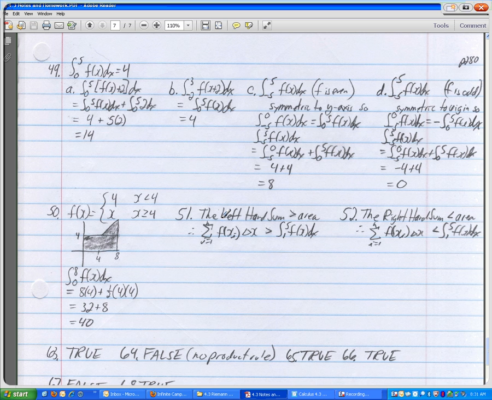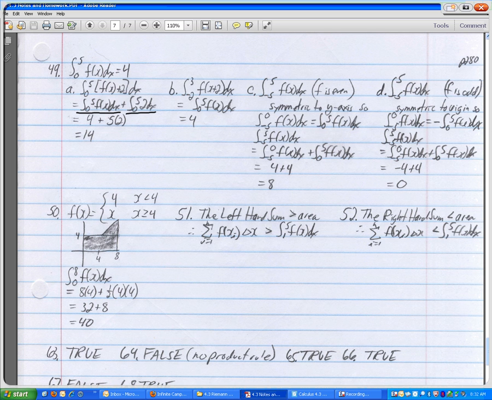we have the integral from 0 to 5 of f of x plus 2 dx. Well, use your properties. Make that the integral from 0 to 5 of the first term plus the integral from 0 to 5 of the second term. All right, we're told the integral from 0 to 5 of f of x dx equals 4. And one of the few times we actually know how to evaluate a definite integral is the definite integral of a constant.